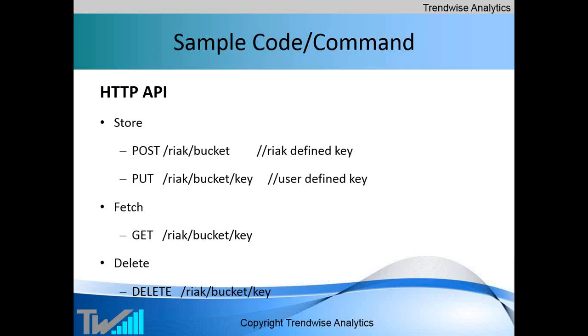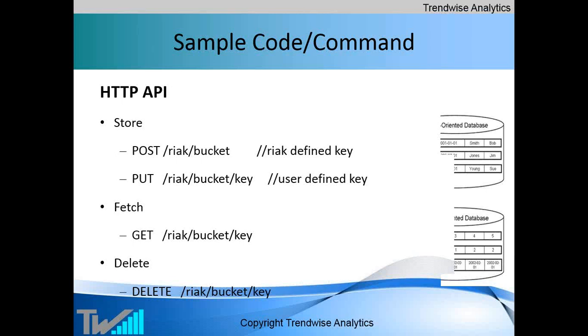And in order to fetch the data, you use the API get, and you mention which bucket and which key, and you will get the information. And then if you want to delete, you need to just use delete, mention which bucket and which key, and that particular record gets deleted. So these are some of the commands and APIs. So just to give you a flavor how it looks.